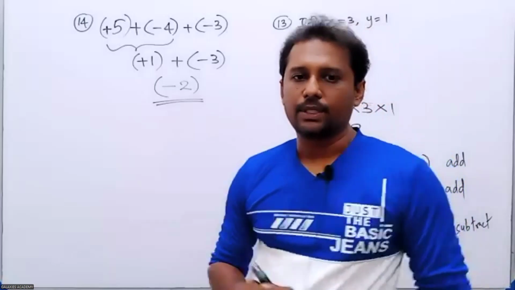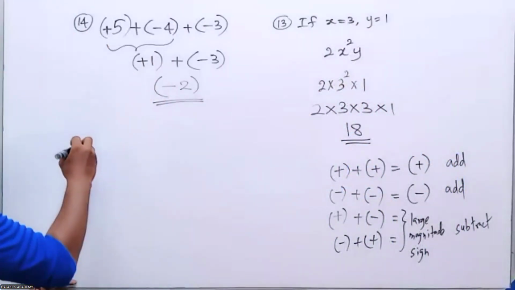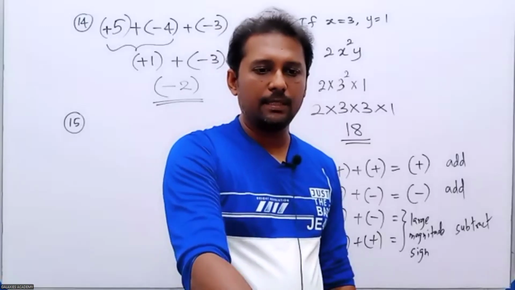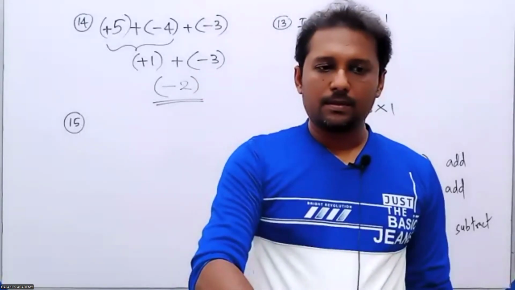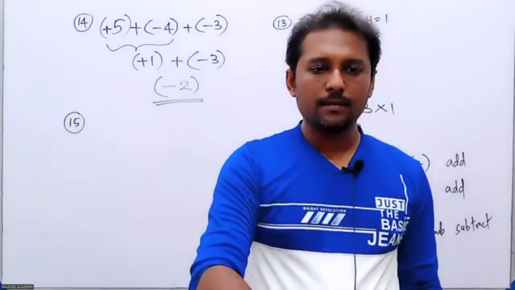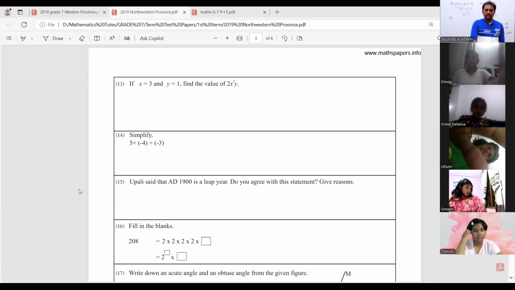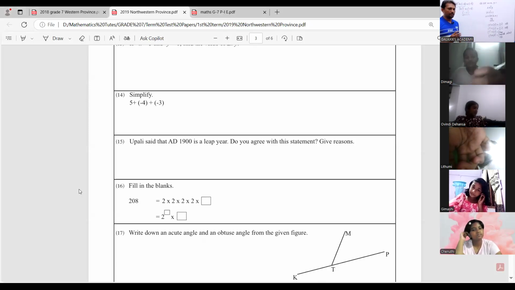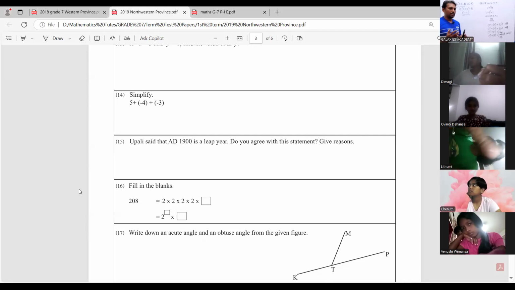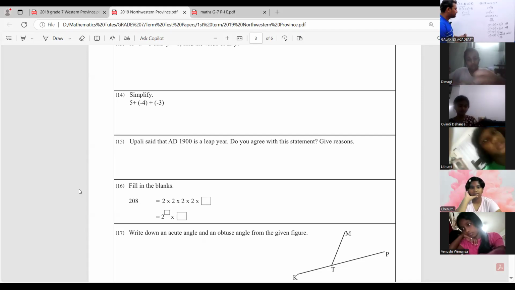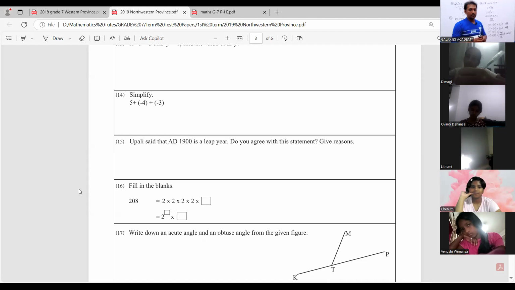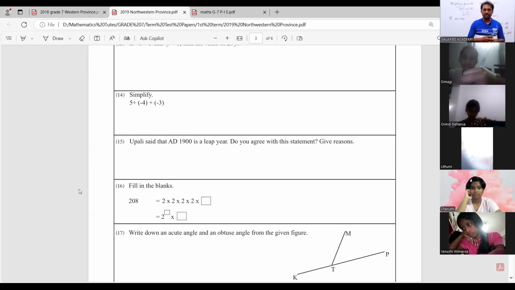It is the 14th question. Right, number 15. Look at question number 15. Right, 15th question. Upali said that AD 1900, that means the year 1900, is a leap year. Right, Upali said that. We have to check it. Do you agree with this statement?